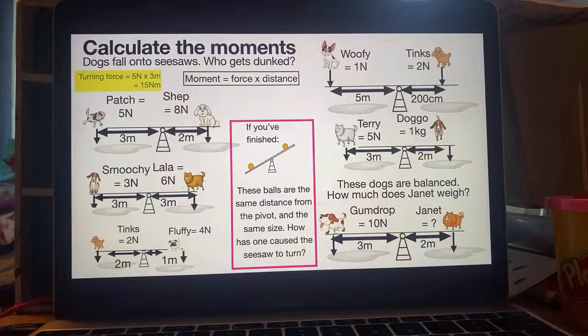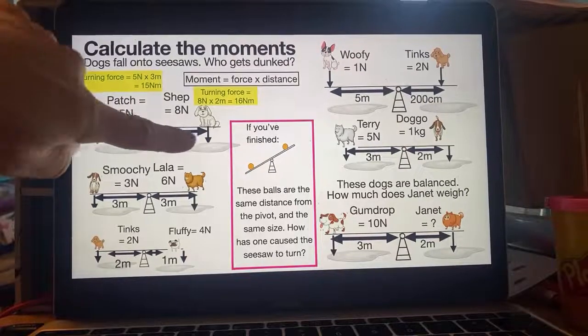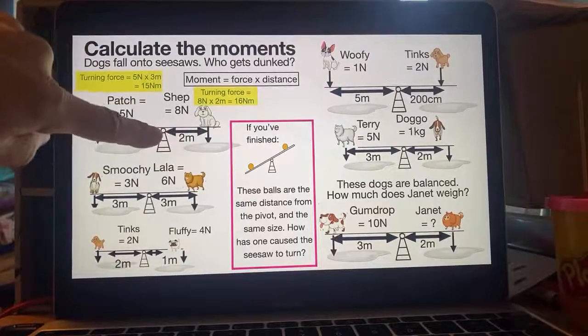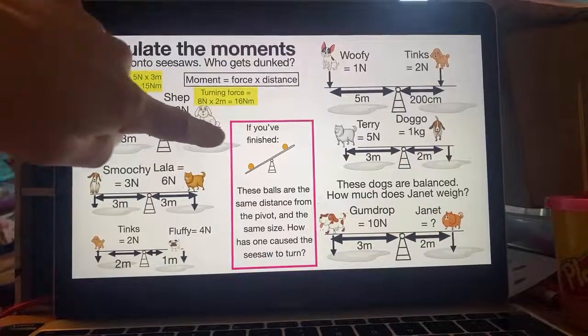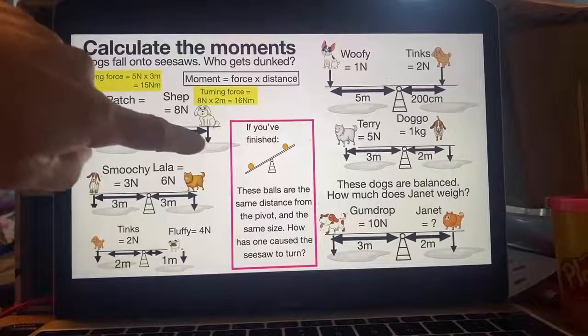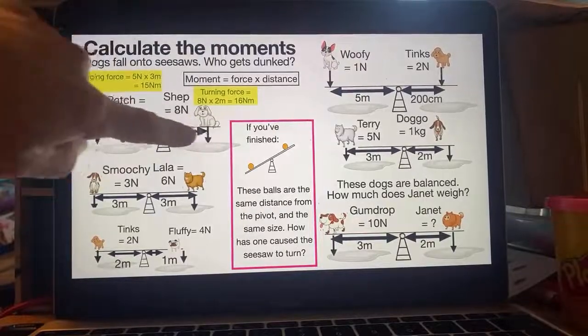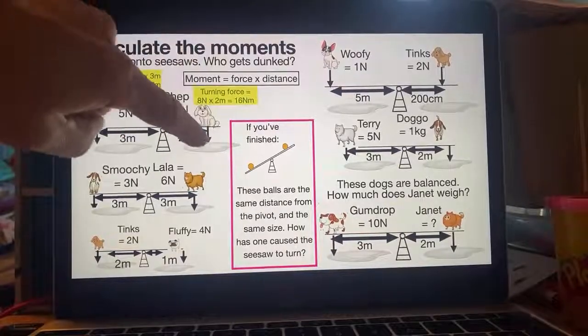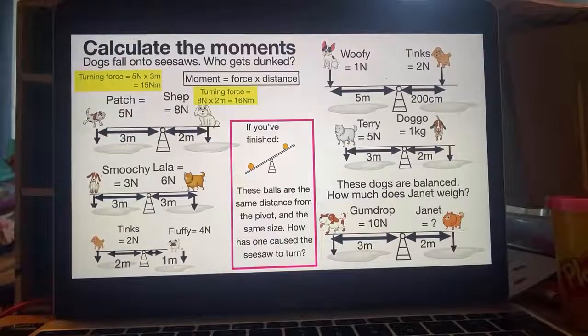All right, yeah, so Shep. Shep, you just do the same thing. So the moment in the clockwise direction is Shep's weight pushing down, 8 newtons, times 2 meters, which is how far Shep is from the pivot in the perpendicular. So here you've got a good example, right? You can see the distance from the pivot and the direction of the force are perpendicular. They're at right angles to each other. So that moment is 16 newton meters. So you would say that Shep is going to be the one getting dunked, right?